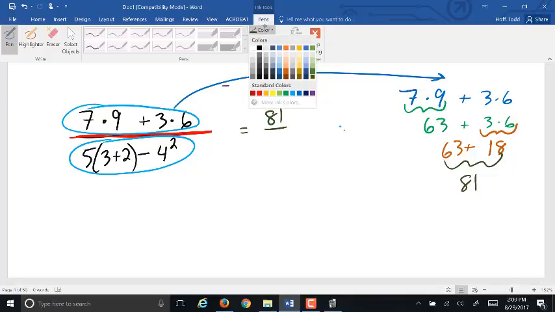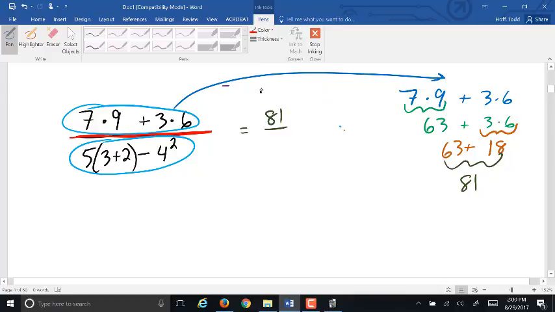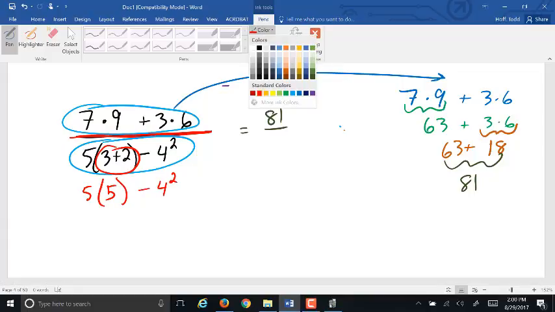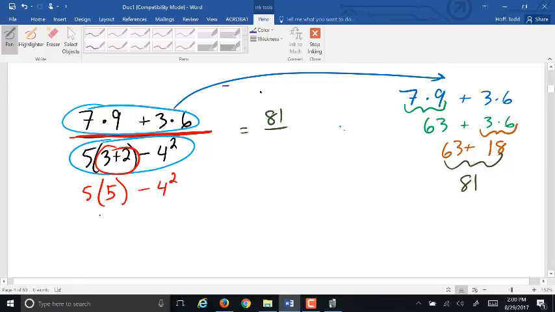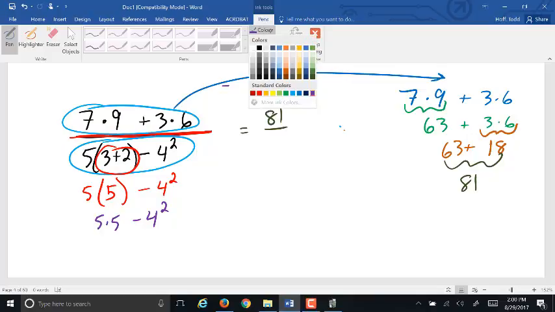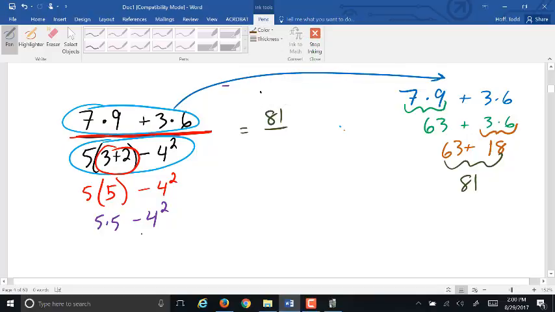On bottom, what do we have to do first? Parentheses, 3 plus 2 is 5. Now what? Well, we can get rid of the parentheses and make that 5 times 5. And you are right. What we need to do next is the 4 squared, which is 16.